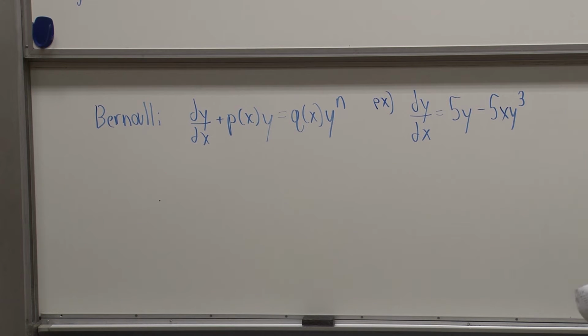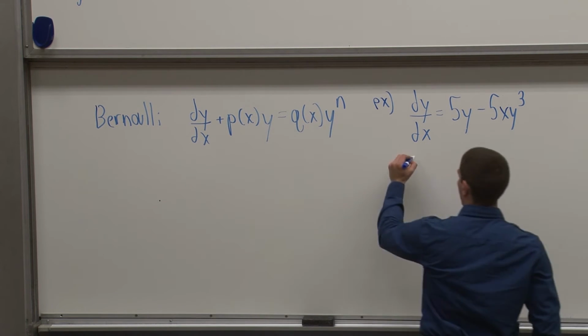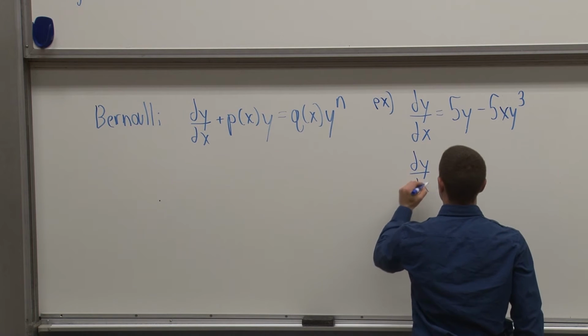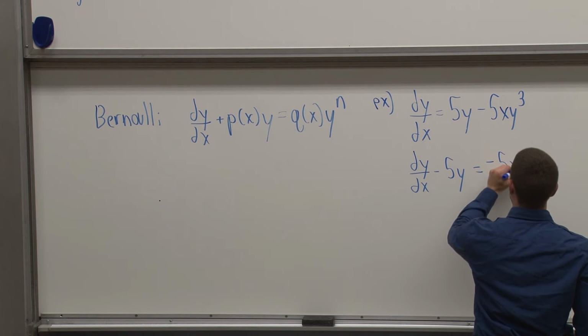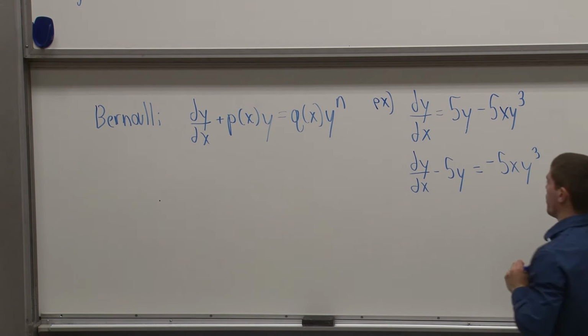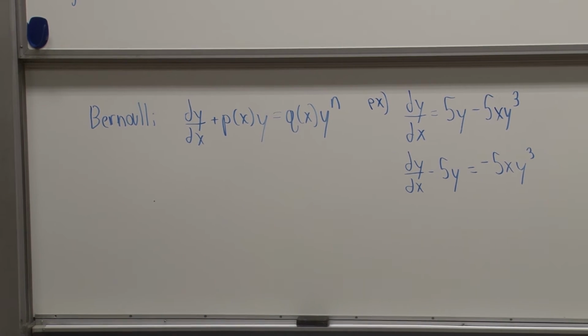Since we want our p of x to be next to just a y, we're not going to use this term for our p of x. We're not going to move this term over. This is going to be our q of x times y to the n, which is pretty apparent there. So we're going to move this 5y over. So you have dy dx minus 5y equals negative 5x y to the third, just like that. All right, so now it's in the form of our Bernoulli.